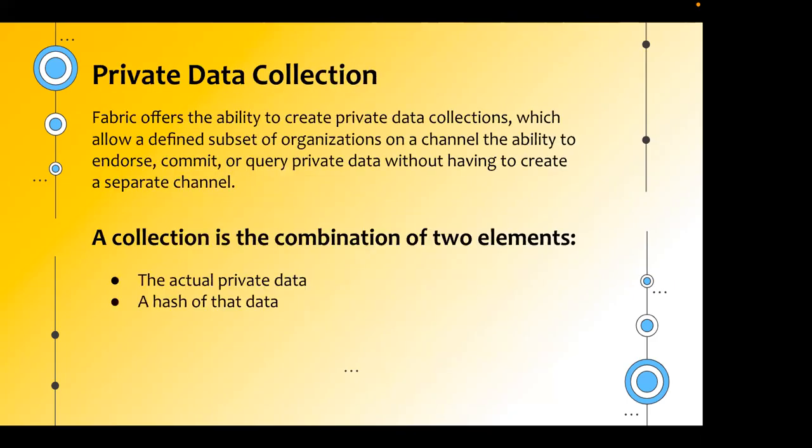Now, next we have the private data collection. Till now, we have seen channels, right? So how do we define the privacy levels? We define the privacy levels with the help of channels, correct? Let's say if you want to do some transactions between organizations, the best way is to create a channel between those organizations, and you can do the transactions, right?